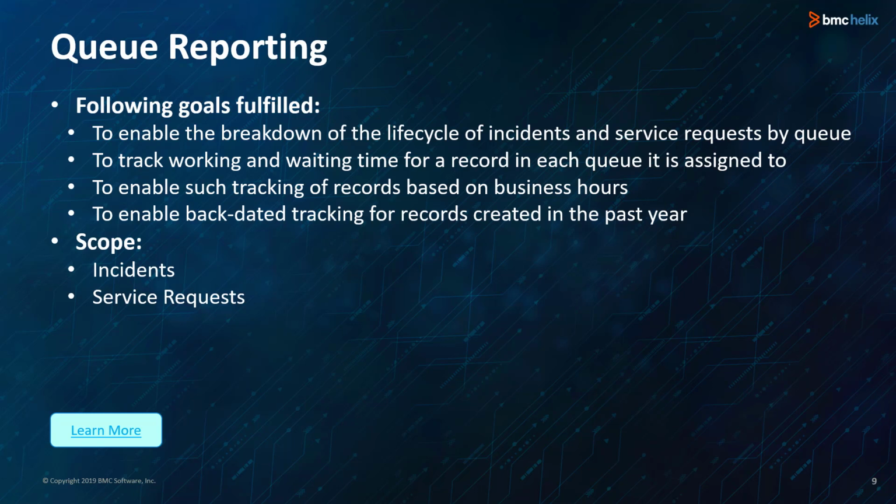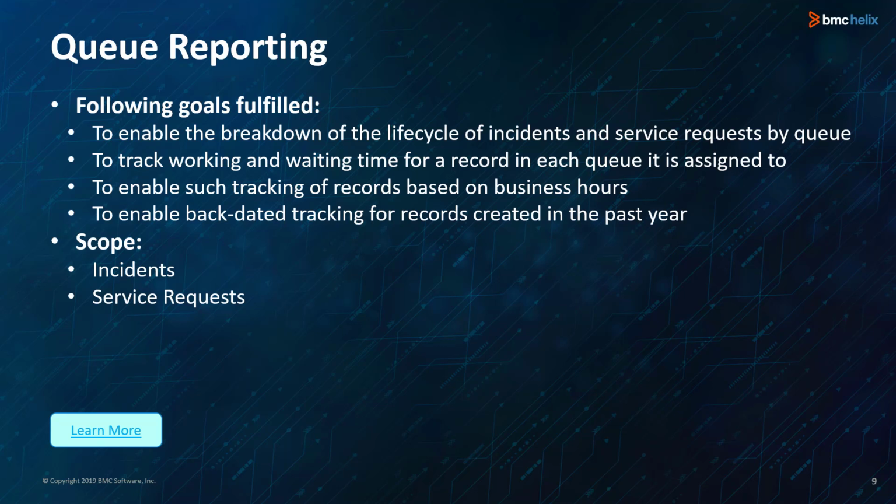The Summer 20 solution to this problem fulfills several goals. It enables the breakdown of the entire life cycle of incidents and service requests by queues. It is typical for some records to be assigned to multiple queues until the ownership is established. For such records, it is often essential to track down how much time each queue has owned such records.